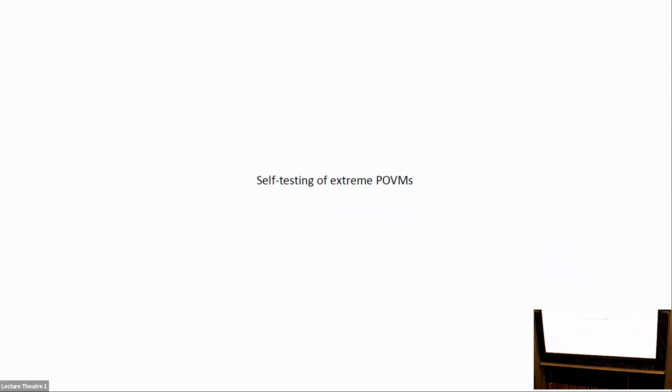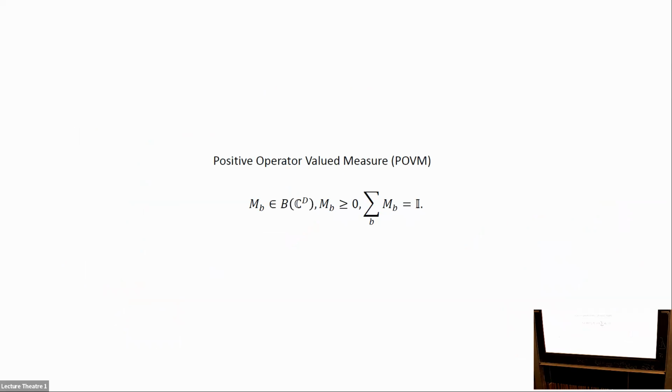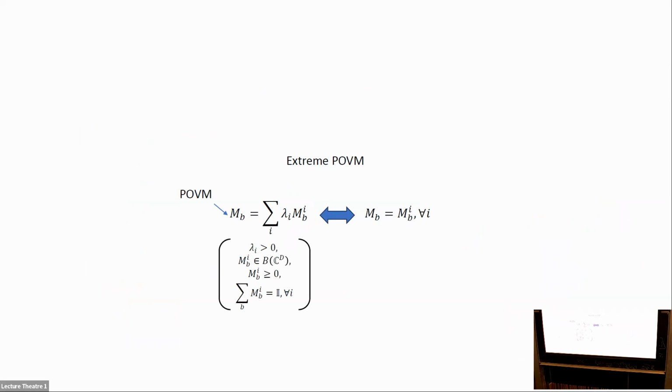Okay, so that's how you self-test pure states. Now, how you self-test POVMs. You already know what a POVM is. An extreme POVM is what you would imagine it to be: a POVM that you cannot express as a convex combination of other POVMs.